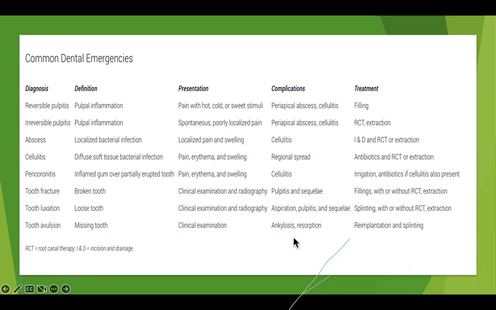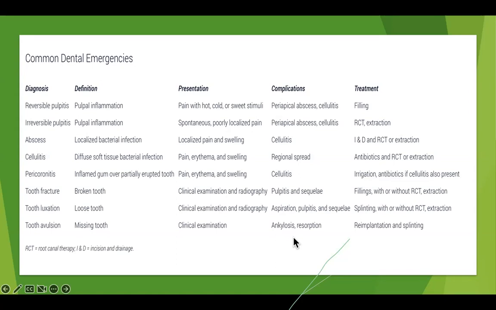Question number four, reversible pulpitis presents with pain on hot or cold stimuli. That is true. Spontaneous and poorly localized? You can have it in some instances, but most of the time they will be able to tell you that that is the tooth that actually hurts them, and it has to have a stimulus. It has to have something that will cause them pain, such as hot, cold, or sweet. And the treatment of choice for that one is a filling. You have to place a permanent filling on it.